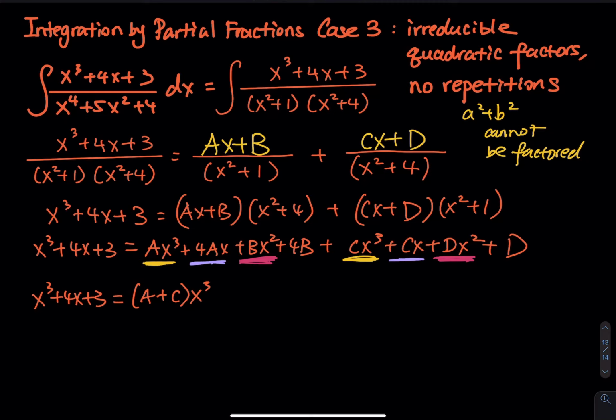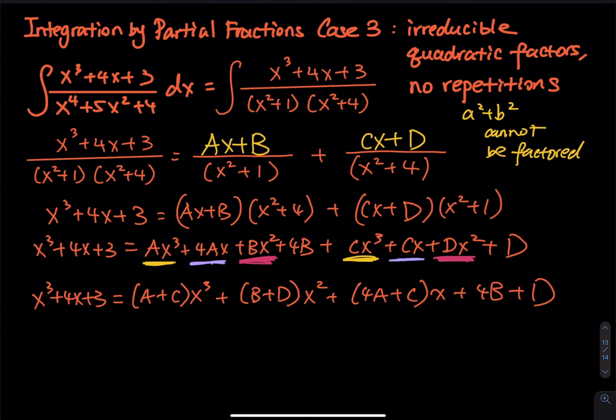And then the second power, that will be the red, right? So you can do b plus d, and then take the x squared out, and then do the first power. The first power would be the purple. That will be 4a plus c, and then you take the x out, and then the last one you have 4b plus d.